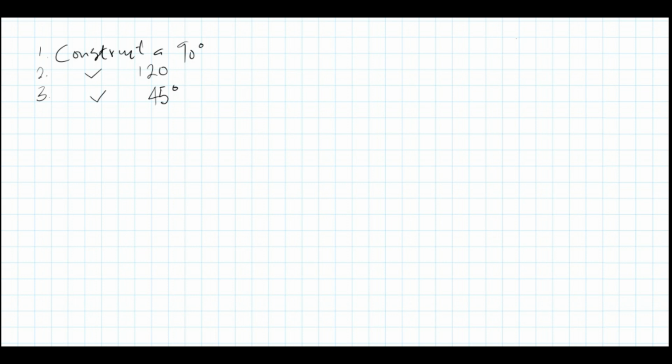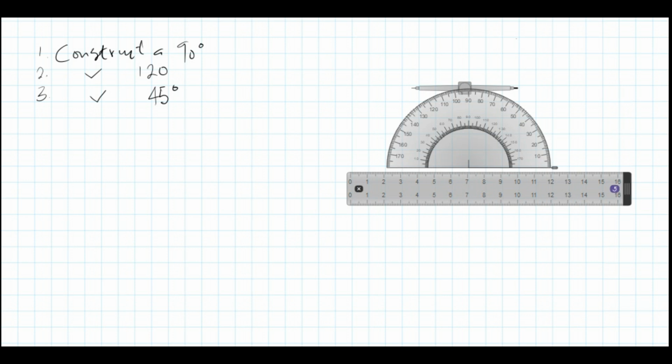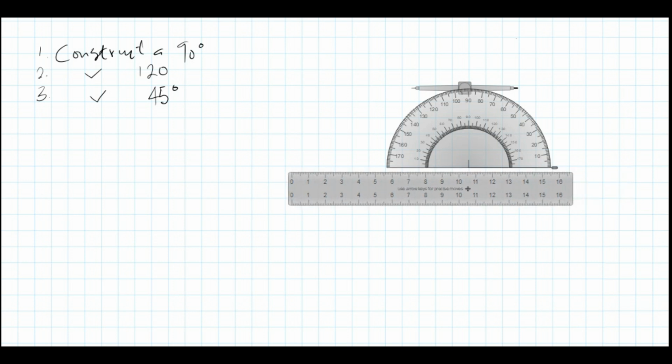So by the end of this video, you should be able to use the following tools to construct these angles. One of those tools is the compass, right? We have the protractor, then the ruler. These are the three basic things that you will need in your development.